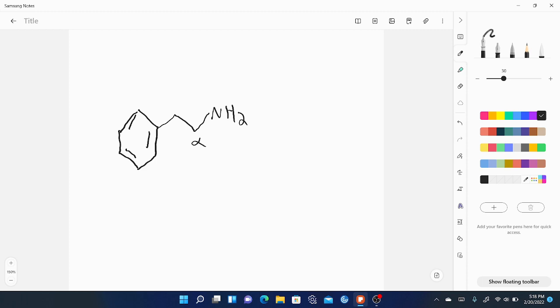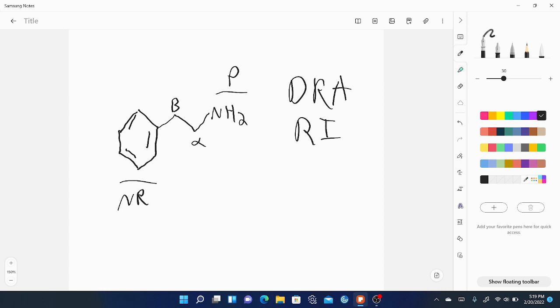It has an alpha carbon, beta carbon, and off the beta carbon it has a benzene ring. The amine is polar, the benzene ring is nonpolar. So there are essentially three modalities to create central nervous stimulation. The first is direct receptor activation involving norepinephrine. The second is reuptake inhibition, and then as a releasing agent.